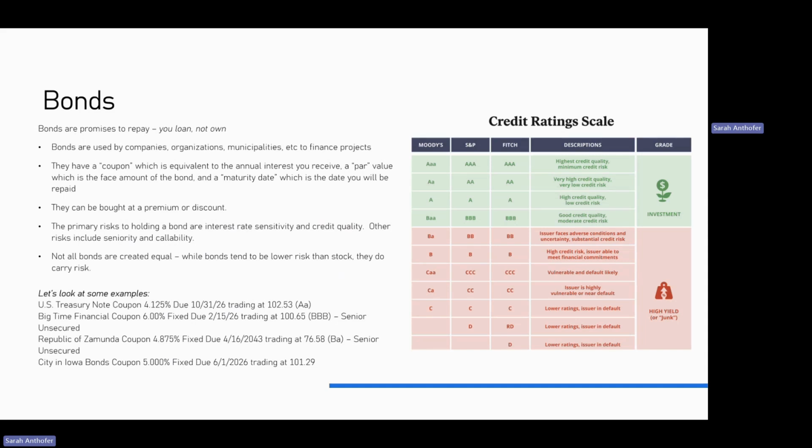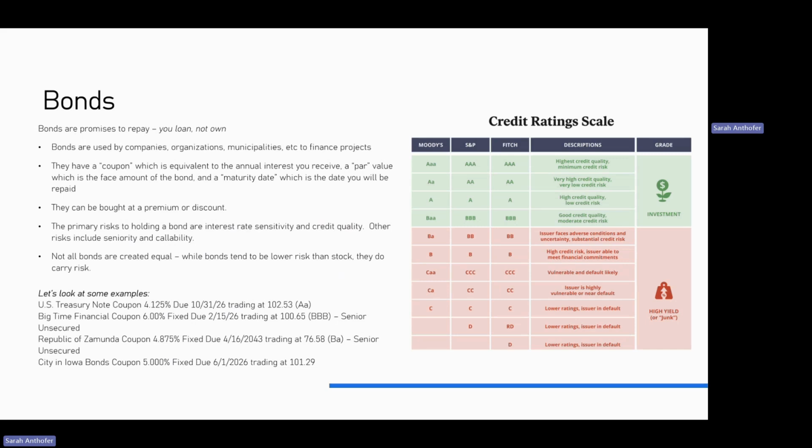$102.53. That would mean for me to get $100 on the maturity date, my par value, $100 on 10/31/2026, it will cost me $102.53 to buy $100 in the future. So the reason that you might buy something at a premium is because the interest rate is higher than what might be available elsewhere. If I buy a bond that's at a discount, let's look at one that's down a little.